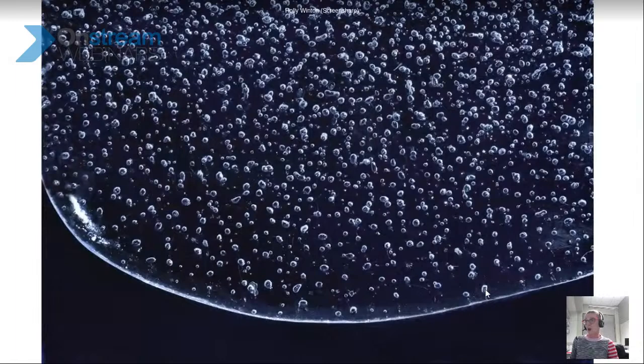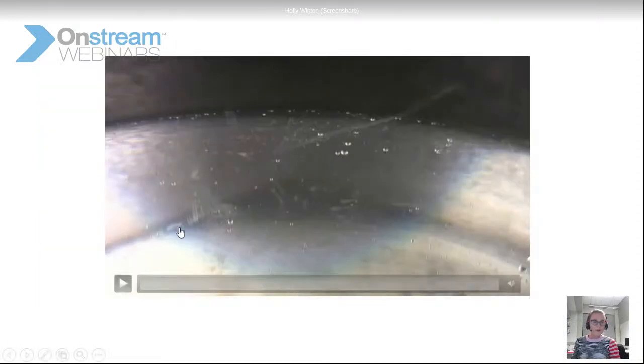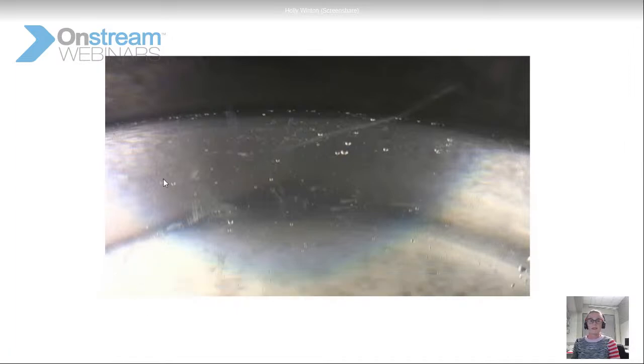So what did CO2 do? It's a nice image of the air bubbles in the ice core. And I'm just going to show you a quick video of dropping a piece of glacial ice into water. So listen out for the crackling and the bubbling of the release of the air from the ice.